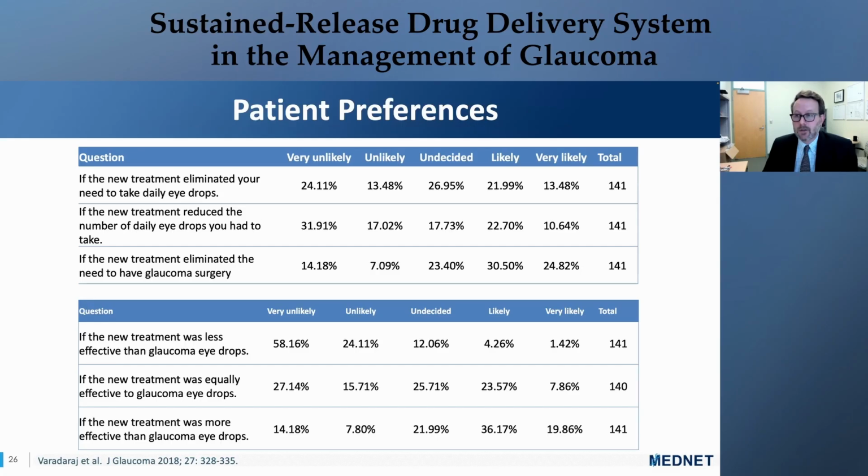So if you talk to patients, I think they're very eager to find drop alternatives. Many patients would be likely or very likely to accept a delivery method of a medication that eliminated the need for them to take daily eye drops. And they'd be willing to undergo subconjunctival injections or injections within the eye, depending upon the duration of that drug effect and how well it worked.